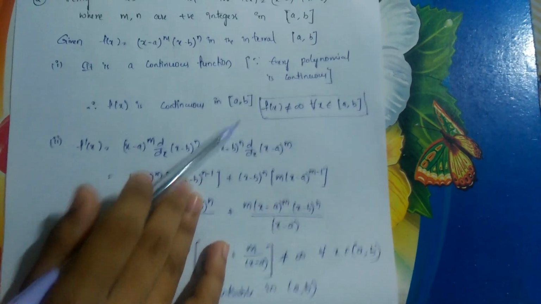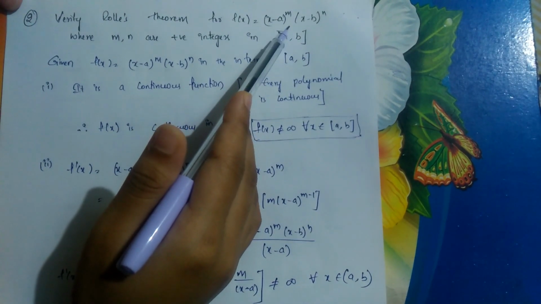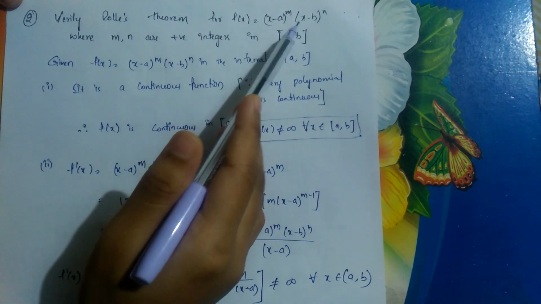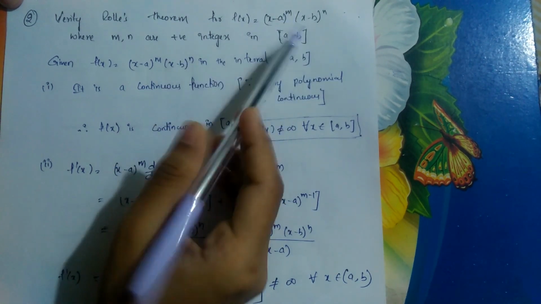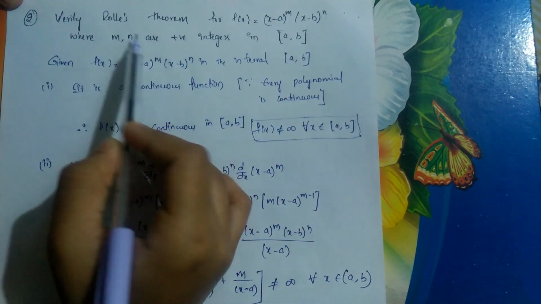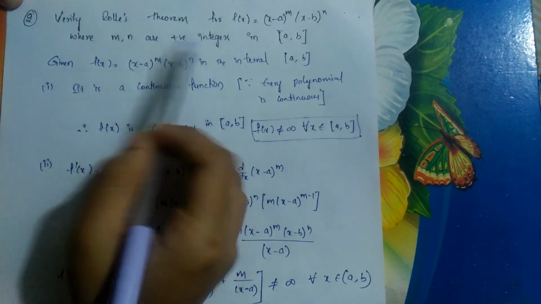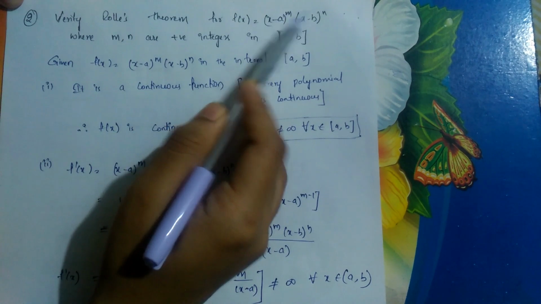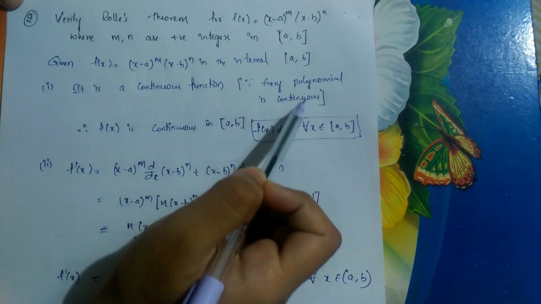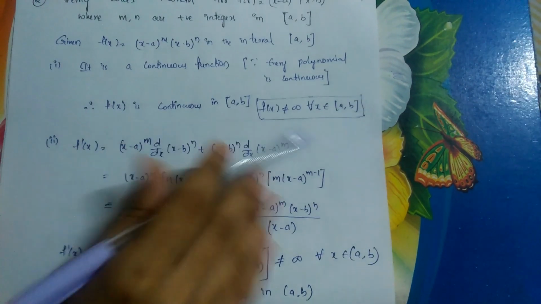So given in the question, m and n are positive integers, and we know that this is a polynomial, and we know that every polynomial is continuous. So we have to check whether m and n are positive powers or not. But in the question they mentioned that m and n are positive integers. So we can directly give a statement as every polynomial is continuous for the positive powers. So it is a continuous function.